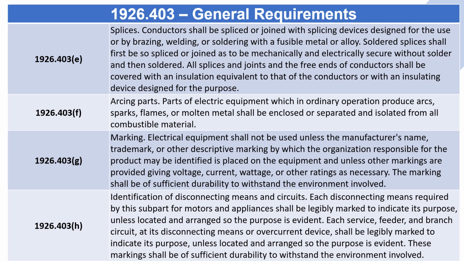1926.403(f), Arcing parts. Parts of electric equipment which in ordinary operation produce arcs, sparks, flames, or molten metal shall be enclosed or separated and isolated from all combustible material.